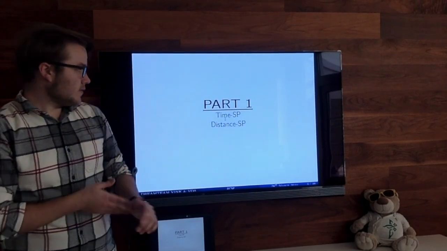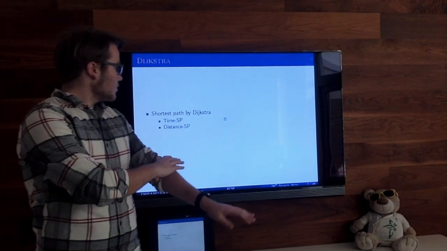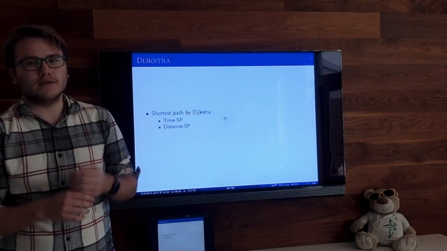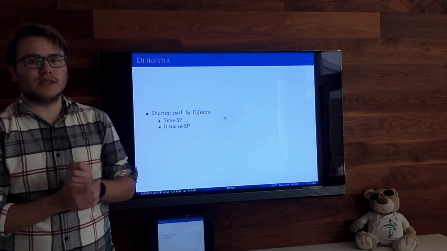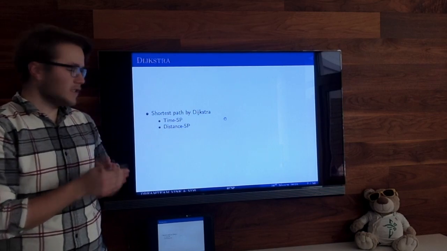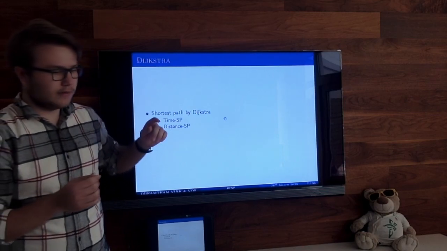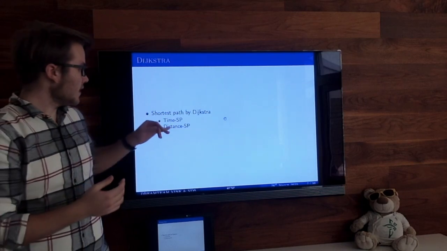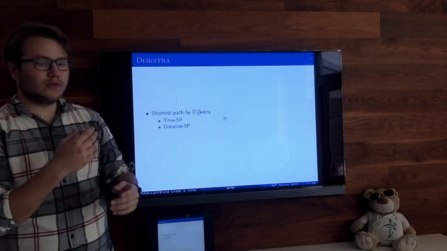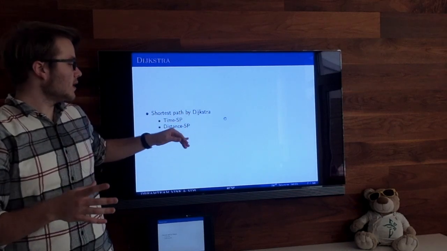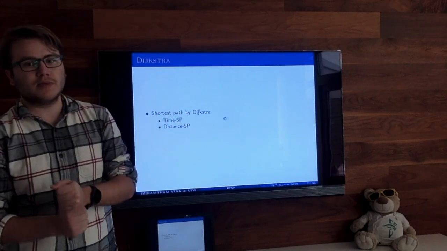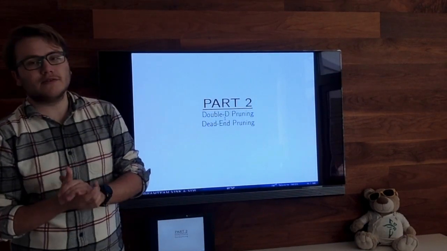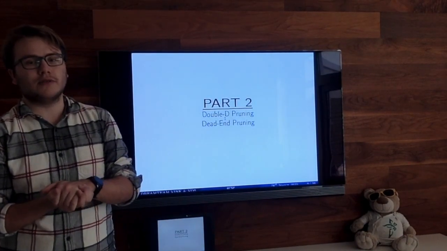Right, so part 1. In part 1, we try to find the shortest path by using Dijkstra. Now, we already know Dijkstra, so we're not going to go into too much depth with this algorithm. But it is essential to know that this returns a path from S to T, given a sort of constraint, given that we're going to use either the time shortest path or the distance shortest path. Right, so now let's try to explain the pruning of these graphs.